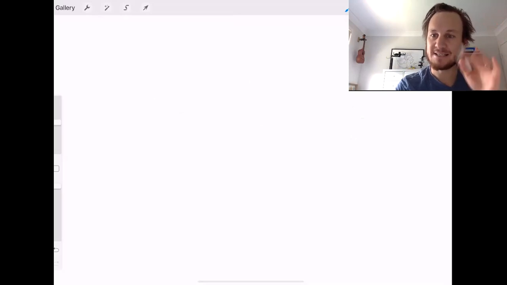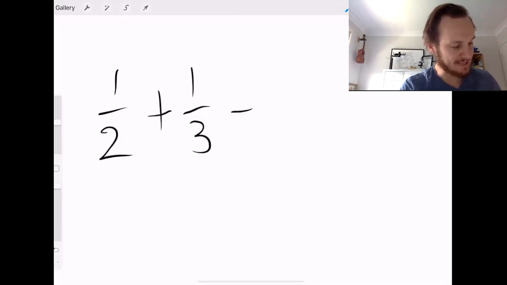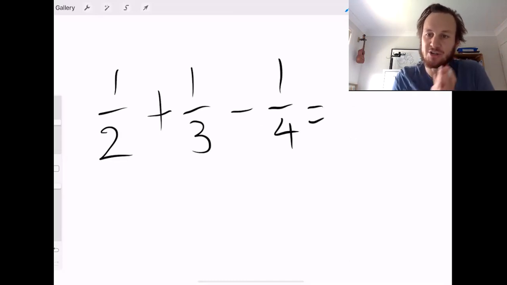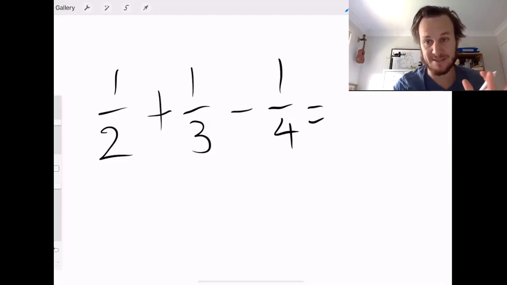So now we're going to start adding it together with other things. So let's say you had 1/2 plus 1/3 take away 1/4. Now, don't worry too much about whether they're addition or subtraction, just get all the denominators the same. Get all of them the same at first. So the common denominator between 2, 3, and 4 is 12.